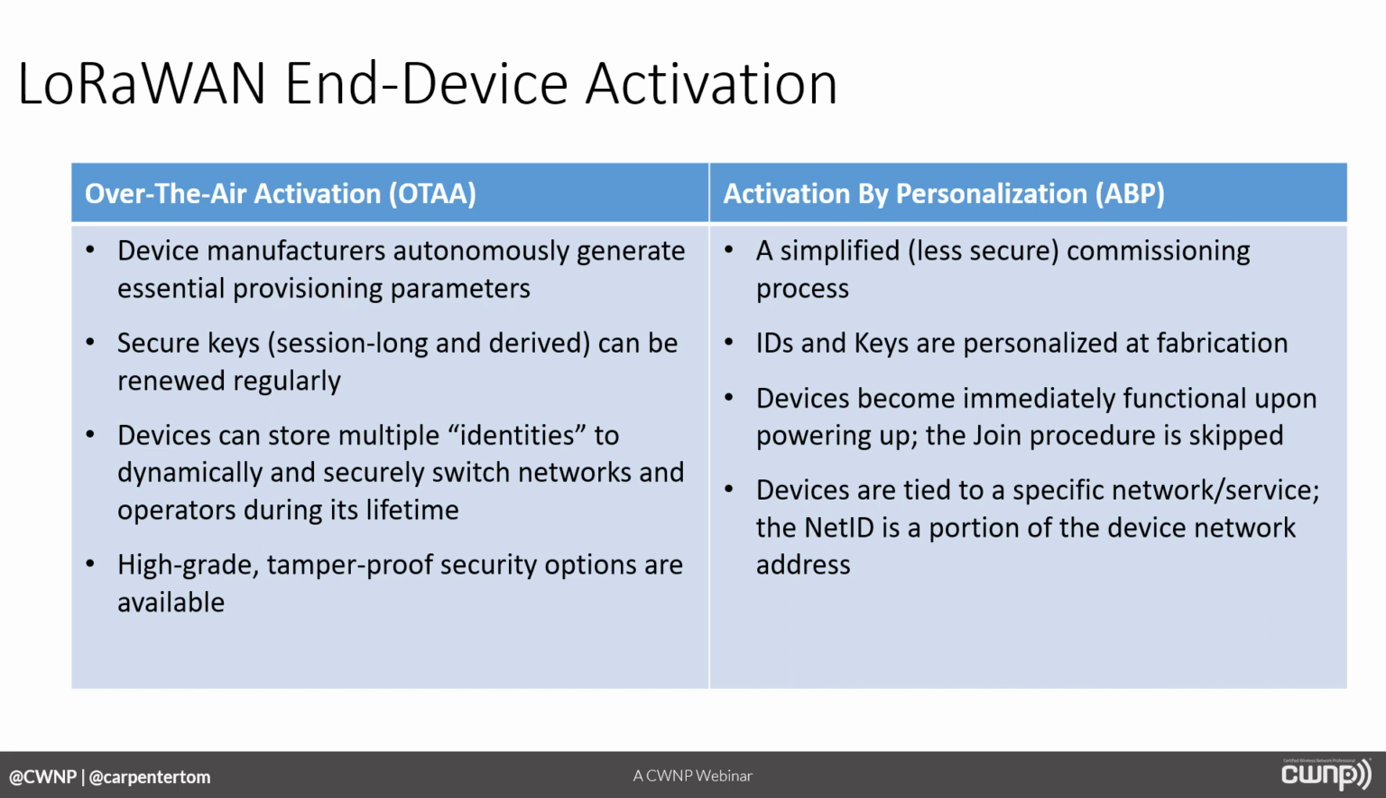Activation by personalization is simpler. I get the hardware, just turn it on on my network, and it works, right? But they're personalized at fabrication. So when the manufacturer is building them, all of the device IDs and keys are preloaded on them so that you don't have to go through the join procedure. But they are tied to a specific network. Now, that network they're tied to is not necessarily your physical network, but The Things Network or some other network, right? And so LoRaWAN network providers may give you the option to get devices from them that are already pre-activated with this activation by personalization, so that they can get on the network without your intervention.